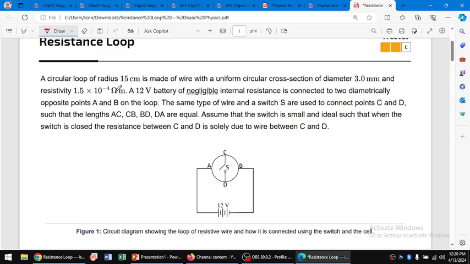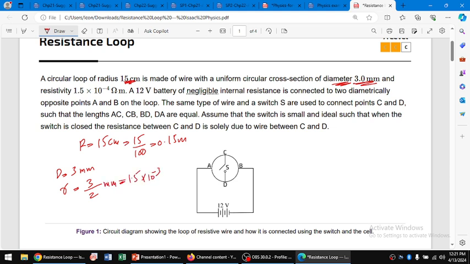A circular loop of radius 15 centimeter is made, so the radius of the loop is given as 15 centimeter. This is the radius of the loop, that is 15 over 100, that is 0.15 meter, and the cross sectional area has a diameter given. The cross section has dimension 3 millimeter, so the diameter D is 3 mm. So the radius of the cross section is equal to 3 over 2, that is equal to 1.5 into 10 to the power minus 3 meter.